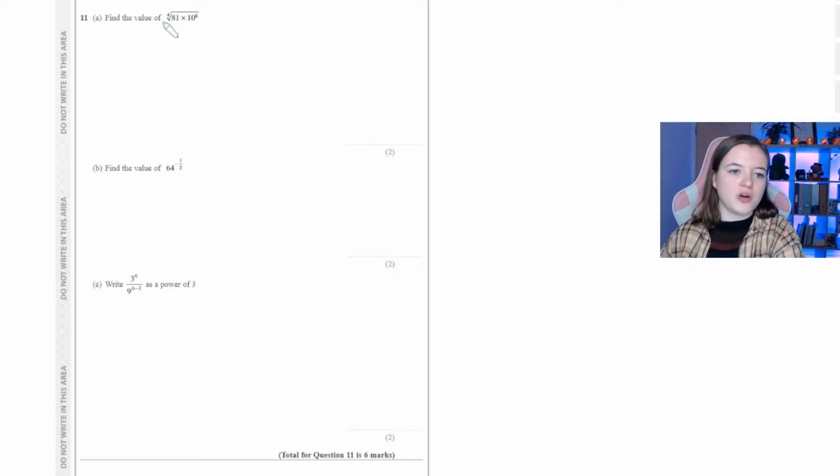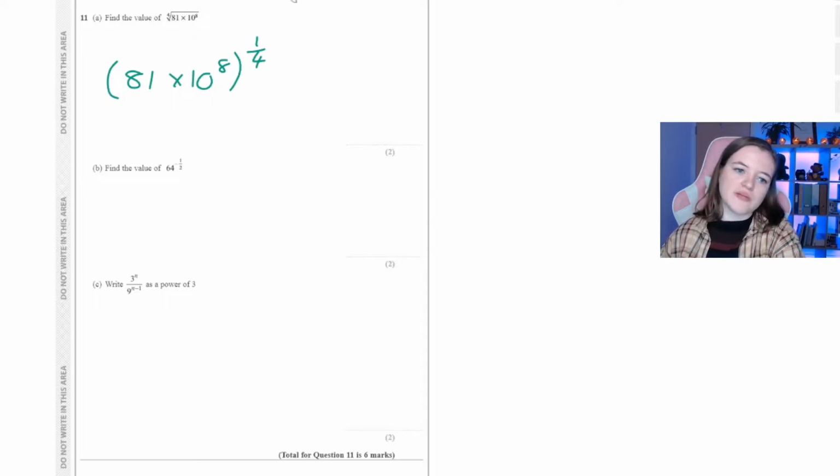Find the value of the fourth root of 81 times 10 to the 8. Okay, so because if you look down here, there's indices going on. Maybe that's a bit of a clue. Maybe I should put this into indices too. Let's do that. So I've got 81 times 10 to the 8, and the fourth root is to the power of a quarter. So fractions always mean roots. Number goes from the bottom, number outside of the roots.